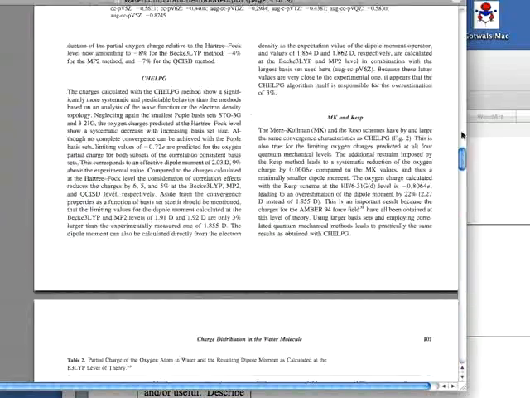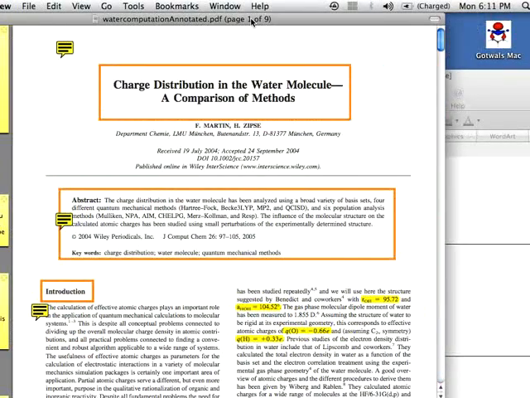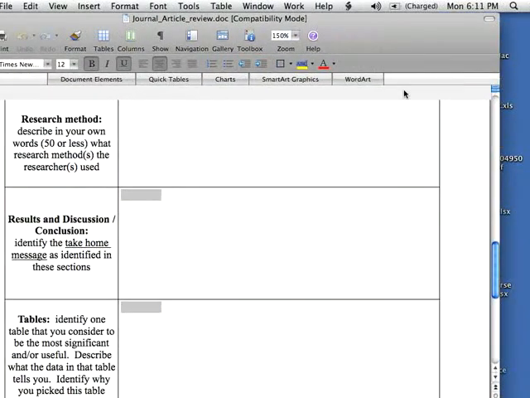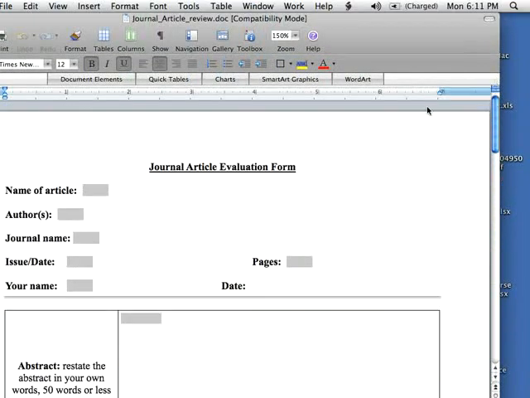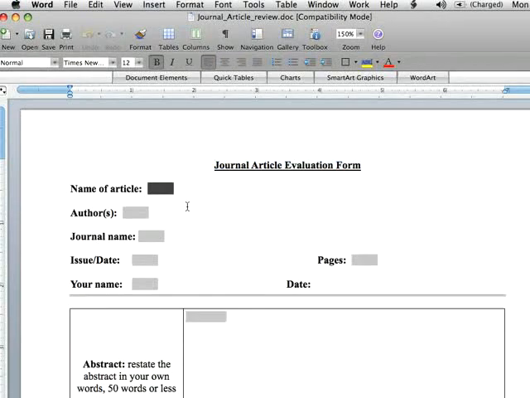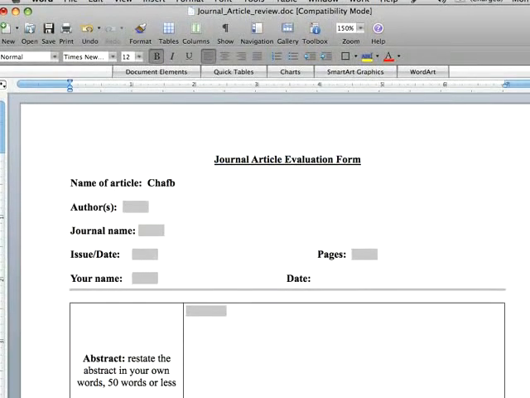Now, what I'm going to ask you to do, so you're not just trying to read this article: if you just try to read it, it's going to put you to sleep. You're going to get bogged down. You're going to get lost. So you've got to read it actively. As a way to do that, I'm giving you a journal article evaluation form. You're going to type the name of the article. So that's going to be something like, charge distribution, etc.